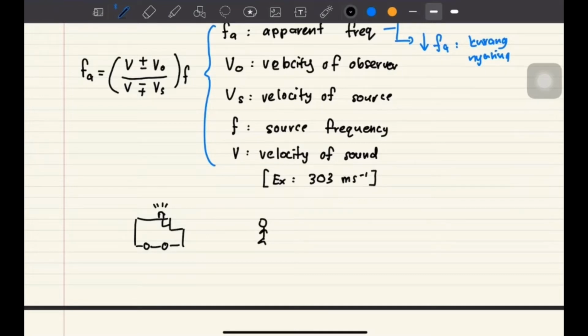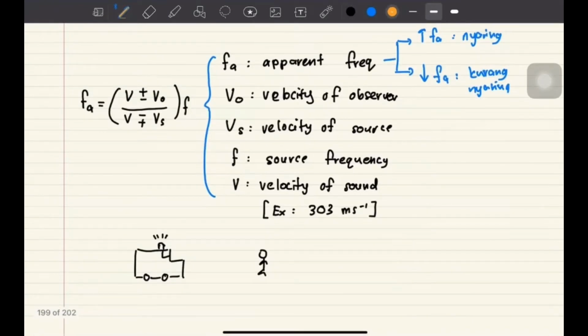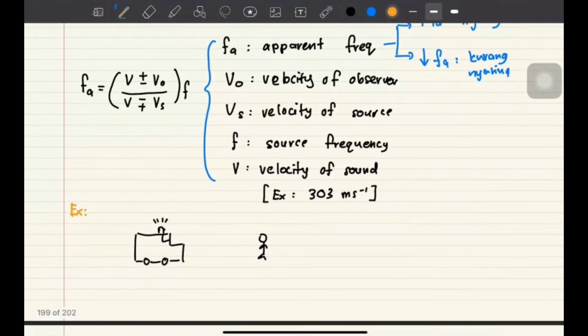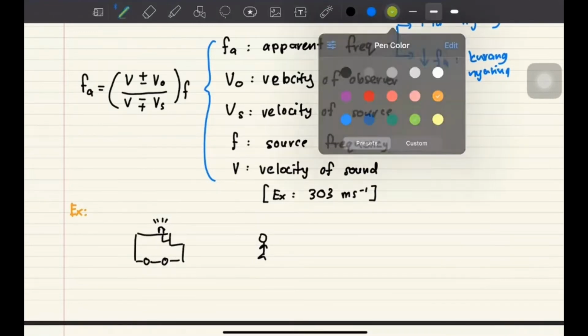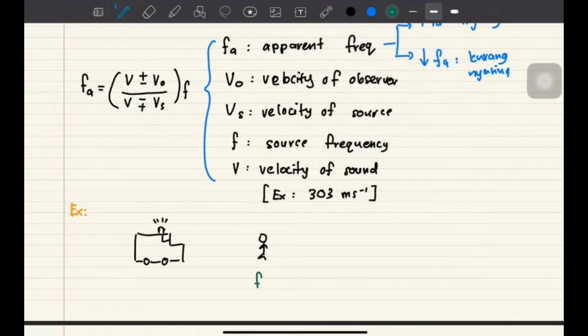Okay, so kalau kita nak label all these symbols into the diagram, the FA is the apparent frequency. Itu yang didengar oleh this person. Okay, FA itu correspond to the frequency that is being heard by this person lah. The velocity of the observer means the velocity of this person. Kalau dia tak bergerak, V dia berapa? Kosong, yes, correct. Okay, and then we have Vs, velocity of source.